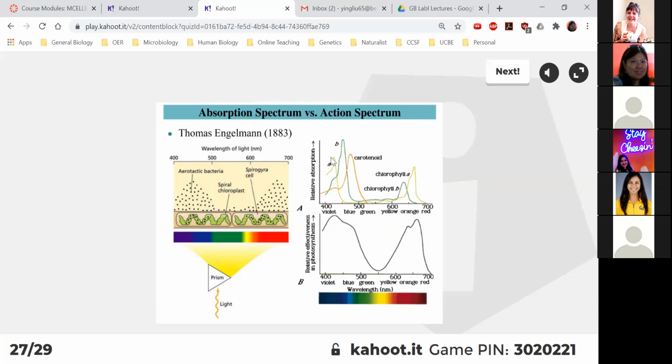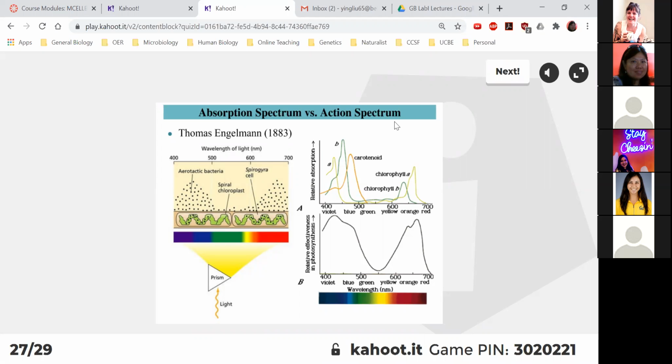It's actually a lot easier to look at it over here. So here is chlorophyll A. You can see one peak in the blue region, and then another peak in the red region. Here is chlorophyll B. It's also one peak in the blue region, and then another one in the red region, but the peaks are shifted a little bit different from chlorophyll A. And then carotenoids only have one peak, so it's more towards the green region over here. So that's absorption spectrum.